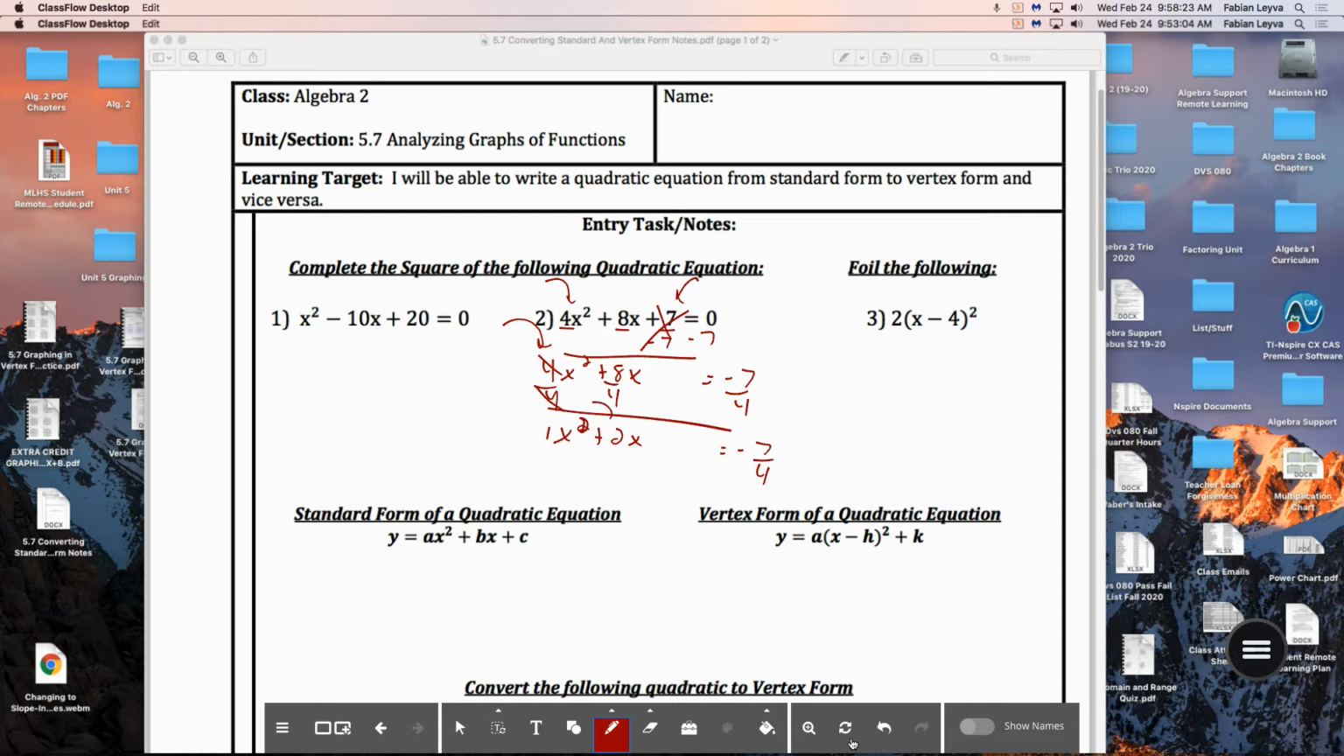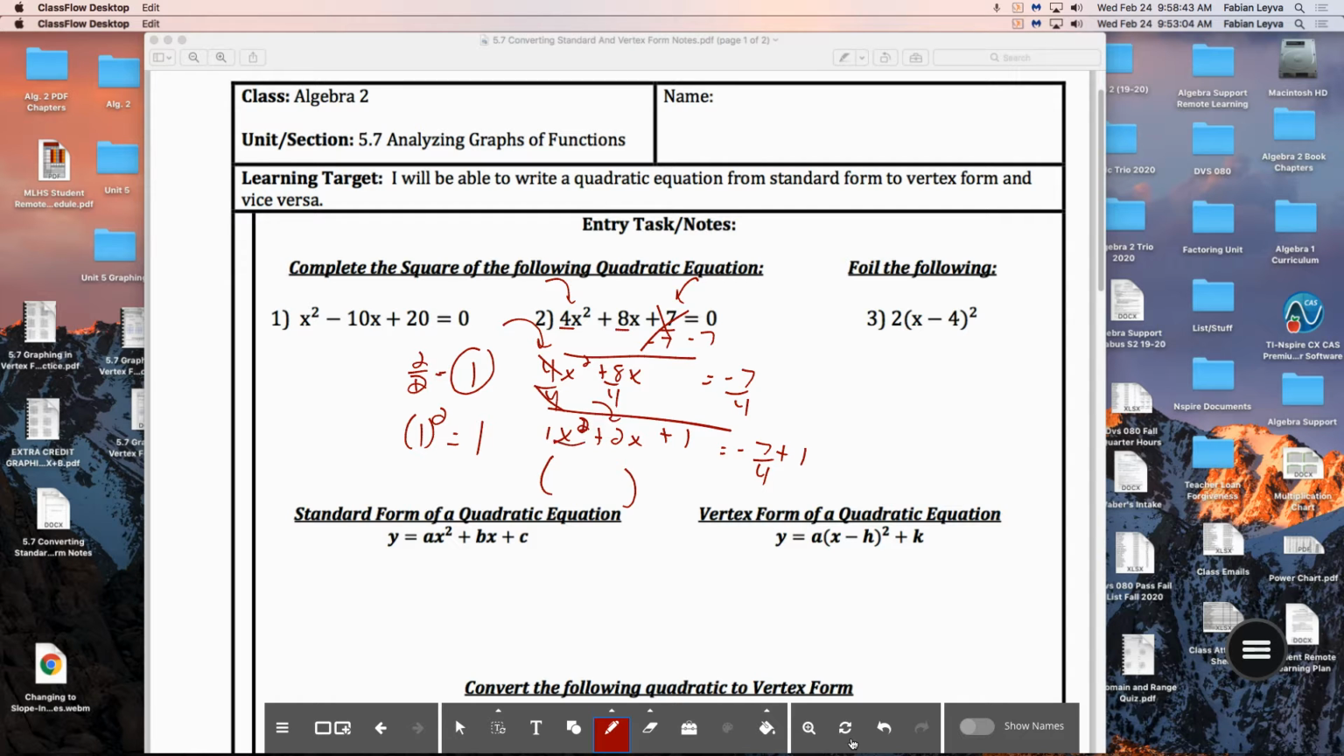I could take half of my middle term, so half of 2 is 1. I could take my middle term and divide by 2, because I'm taking half of it. 2 divided by 2 is 1, and then I'm going to square whatever my result is to end up with that number that makes this a perfect square trinomial, which in this situation is 1. Remember, when you add something to one side, you have to add it to the other.